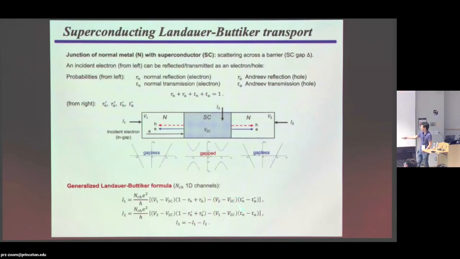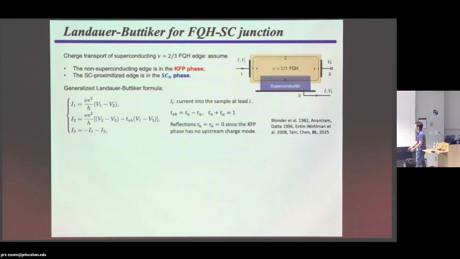Here, every voltage is measured with respect to the superconductor, which is grounded. Okay, so this is an application of that in the edge state setup. What we consider is, we assume that they have a 2/3 fractional quantum Hall state. And the normal region, we assume it's in the K-FP phase, which is experimentally tested. When the edge is long enough, it equilibrates to the 2/3 state.